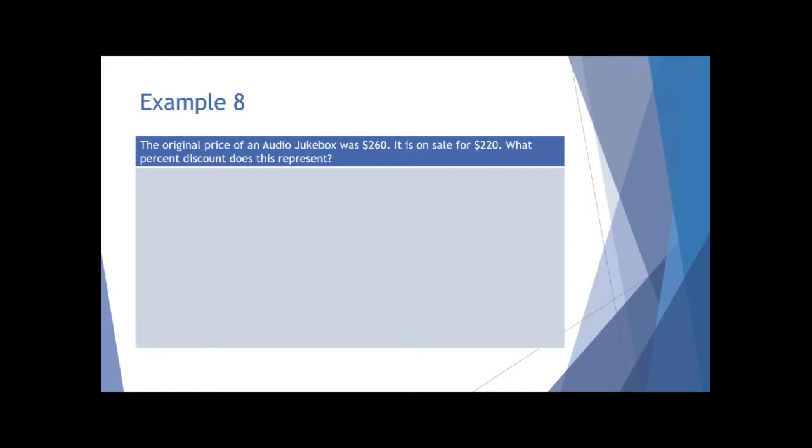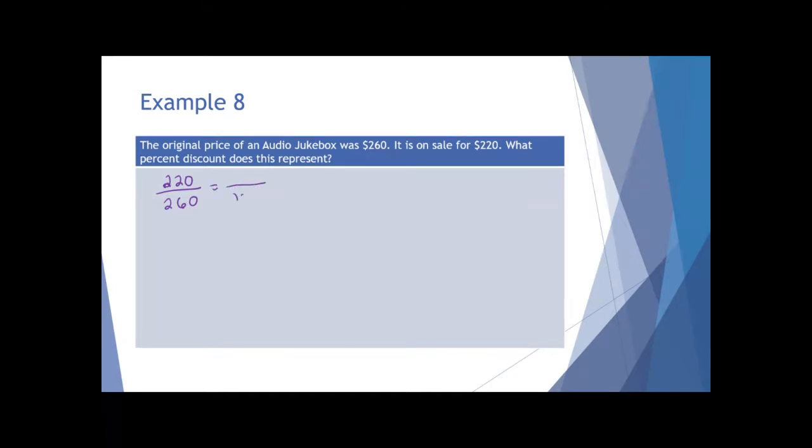Okay, this is my last sales markup, that sort of thing. The original price of an audio jukebox is $260. It is on sale for $220. What percent discount does this represent? So sale price, that's new price, is 220, so that goes on top of our fraction. And the original price is on the bottom, so that's 260.